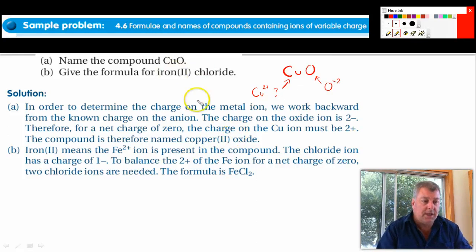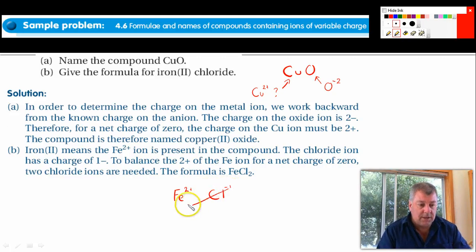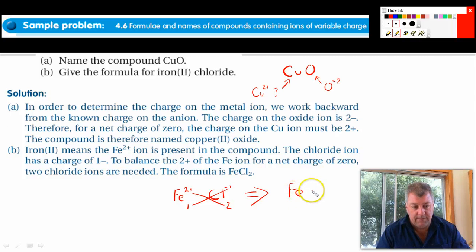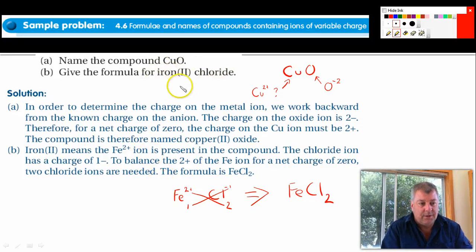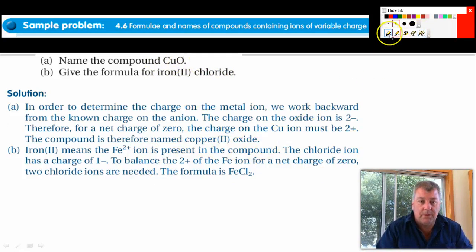Now, what about iron 2 chloride? That tells us that it's iron 2+, and we're combining it with chloride 1-. You can use the crossover technique if you like. That tells you you need 2 chlorines, and so the formula therefore will be FeCl2. Going from name to formula is pretty straightforward, because clearly they have to write the correct formula. Going from the formula to the name is a bit trickier for students. Be on the lookout for that. What else have we got here?